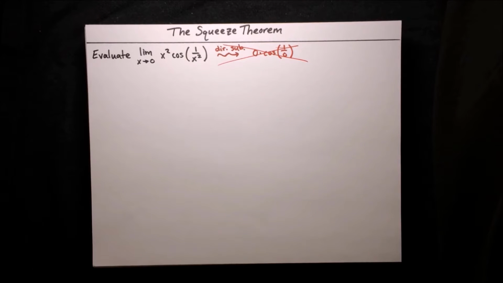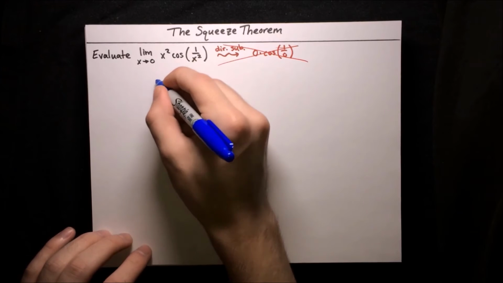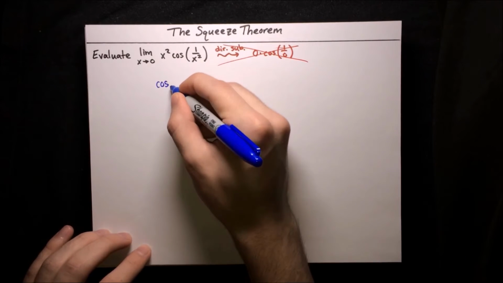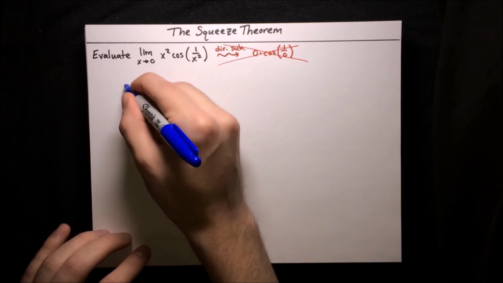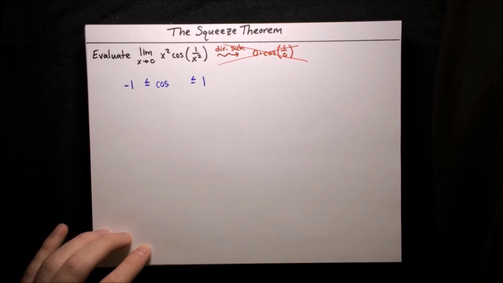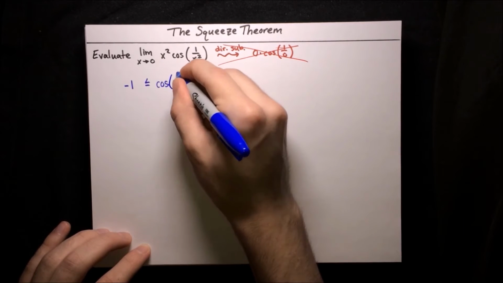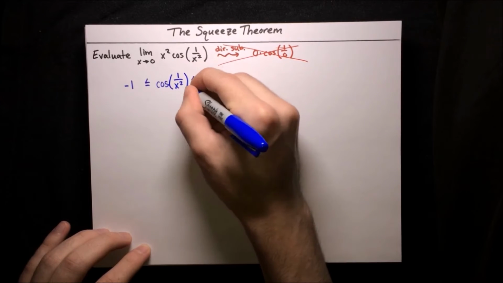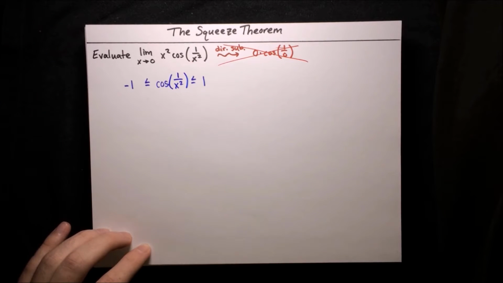The first thing to do is to notice that the function cosine is bounded between -1 and 1. Remember, cosine oscillates about the x-axis with an amplitude of 1. So the highest it reaches is +1 and the lowest it reaches is -1. Now that is regardless of the input to cosine. No matter what you input to cosine, you can't ever make it go outside of those bounds. So we have that cosine of 1 over x squared is bounded between -1 and 1 inclusive.